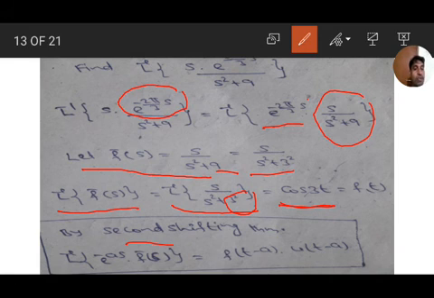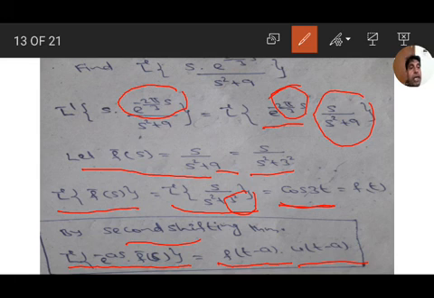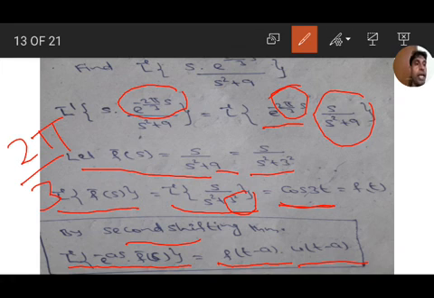Therefore, by the second shifting theorem, L inverse of e to the power of minus as into f bar s equals f of t minus a into u of t minus a. Here, what is a? From e to the power of minus 2 pi by 3 s, the a value is 2 pi by 3. Therefore a equals 2 pi by 3. So substituting the a value, we get f of t minus 2 pi by 3 into u of t minus 2 pi by 3.